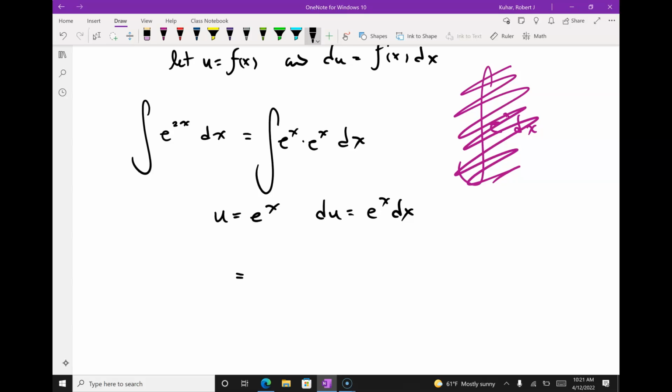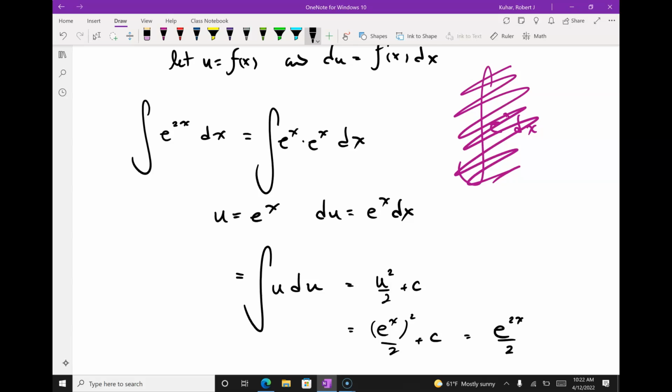So now look at what I have. I have the integral of u du. So what do I get? U squared over 2 plus c, but u is e to the x, right? So I get e to the x quantity squared over 2 plus c. And when I'm raising an exponent to an exponent, I multiply. So I get e to the 2x over 2 plus c. And there it is.